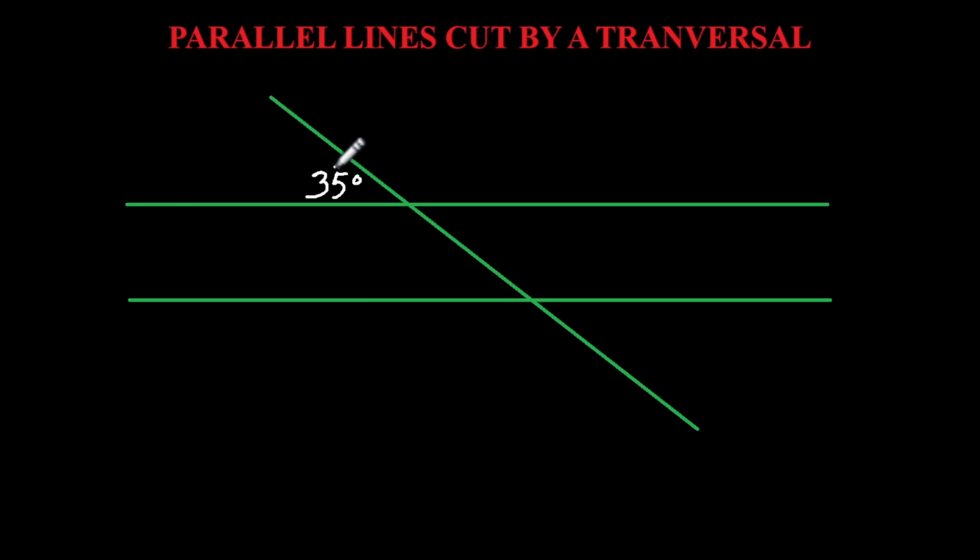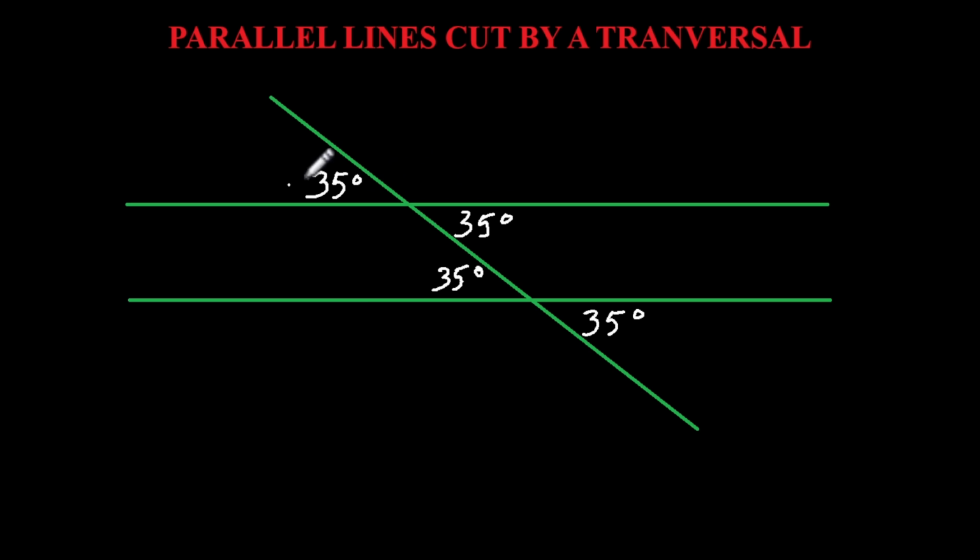Once I have a single angle that is formed when the transversal cuts into these two parallel lines, I can find every single angle that's here. Since vertical angles are equal to each other, these are both 35 degrees. These two here are equal, so this one's 35 degrees. And then vertical angles, this one here is 35 degrees.